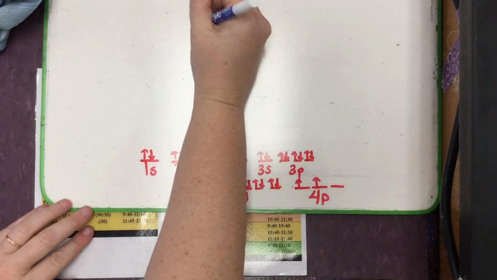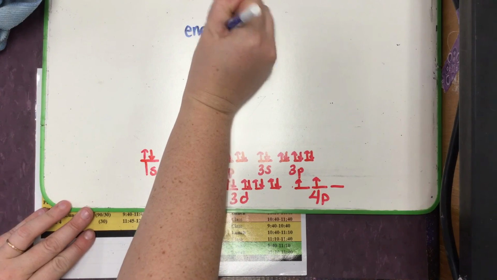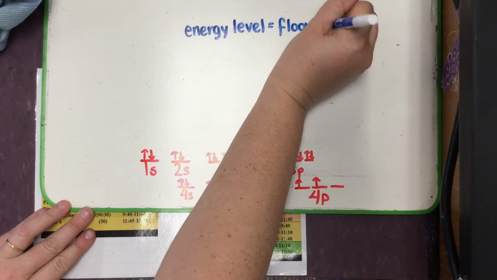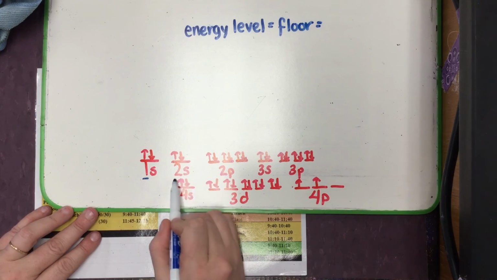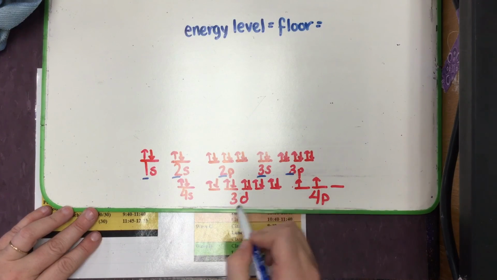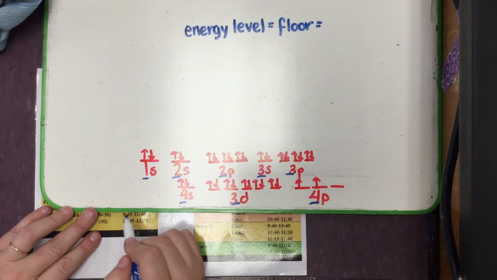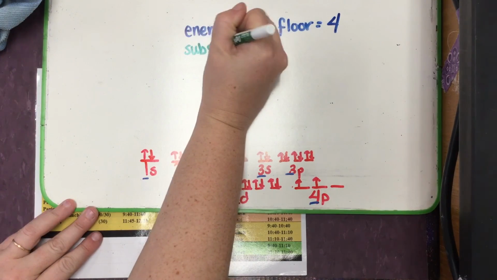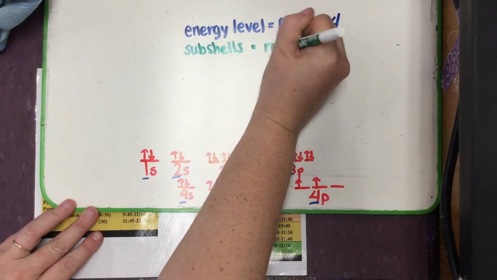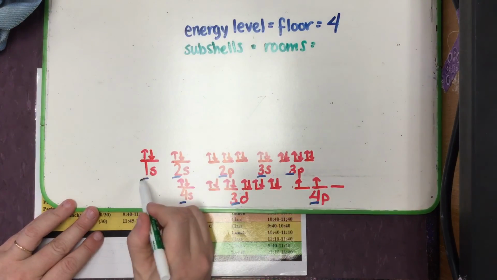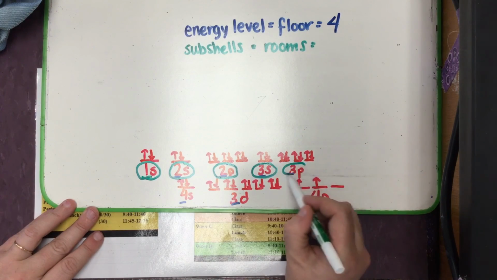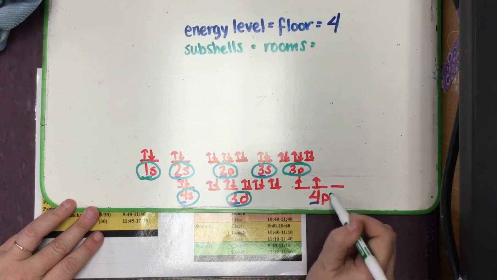So if I want to count energy levels, those are like the floors of the boarding house. So I can say, well, we've got things on the first floor, the second floor, the third floor, and the 4th floor. So there are a total of 4 floors occupied, so that's 4 energy levels. Subshells are like the rooms of the house. So I can count those. 1, 2, 3, 4, 5, 6, 7, 8.